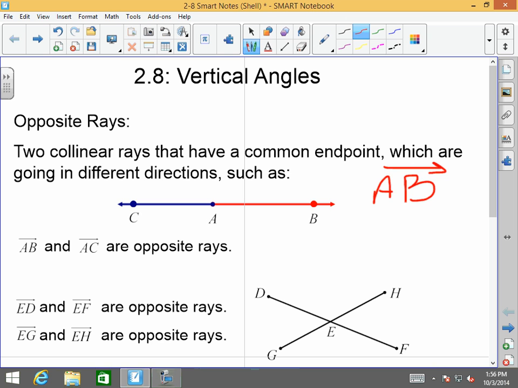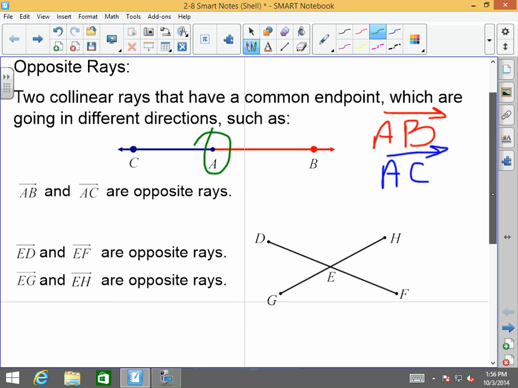and also ray AC, which we will do in blue. If you notice, my friends, they both have the common endpoint, A, and they're going in opposite directions. That is what an opposite ray is. We've talked about this before, but now we can really articulate it. Okay? AB and AC are opposite rays. And they're collinear, remember that.